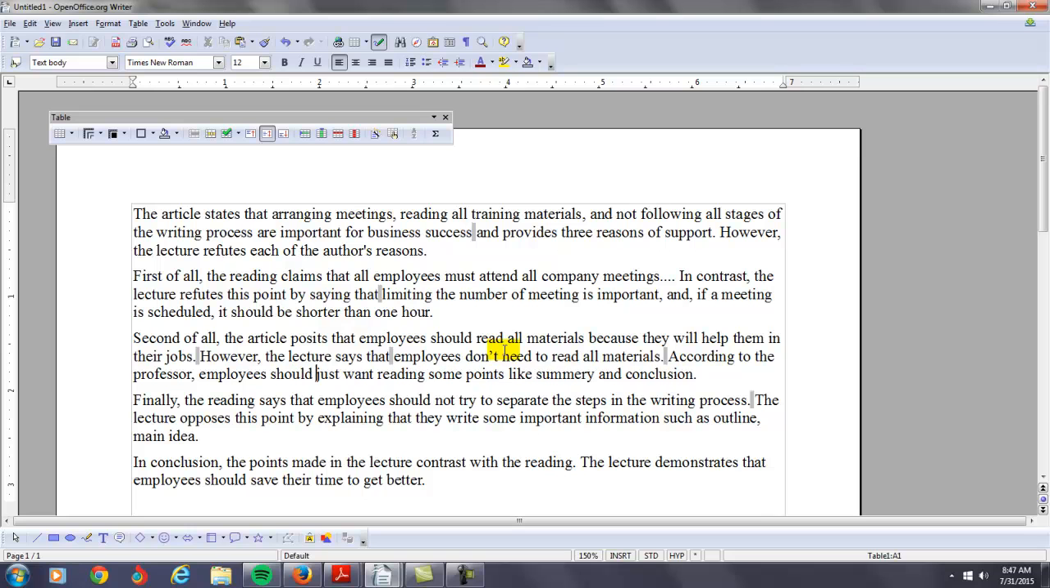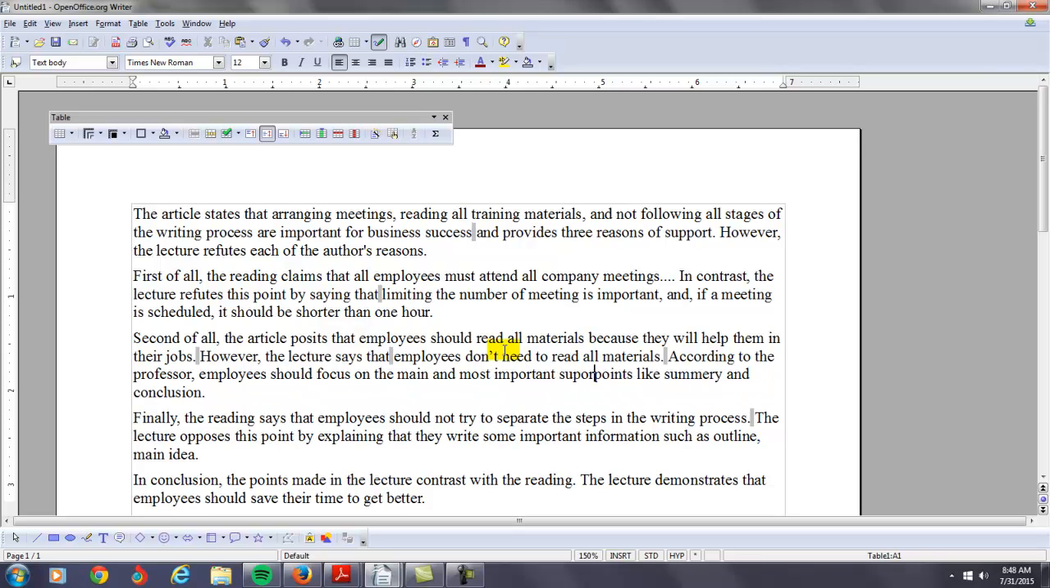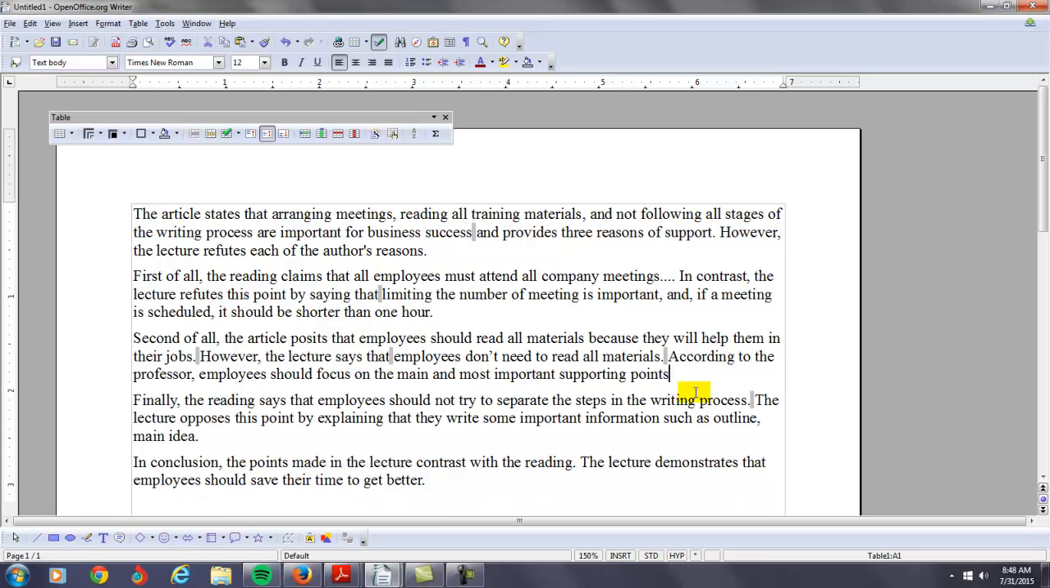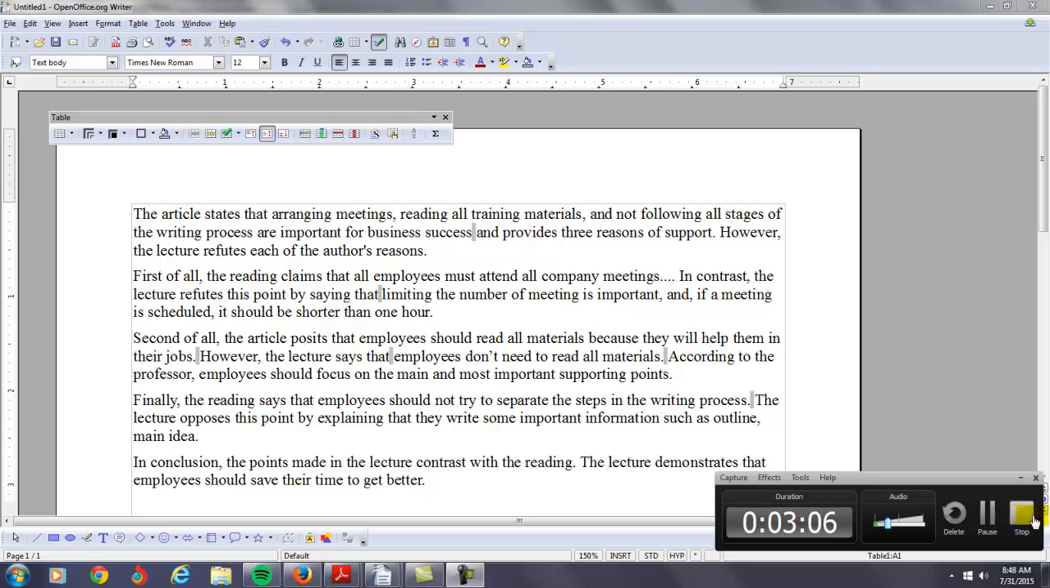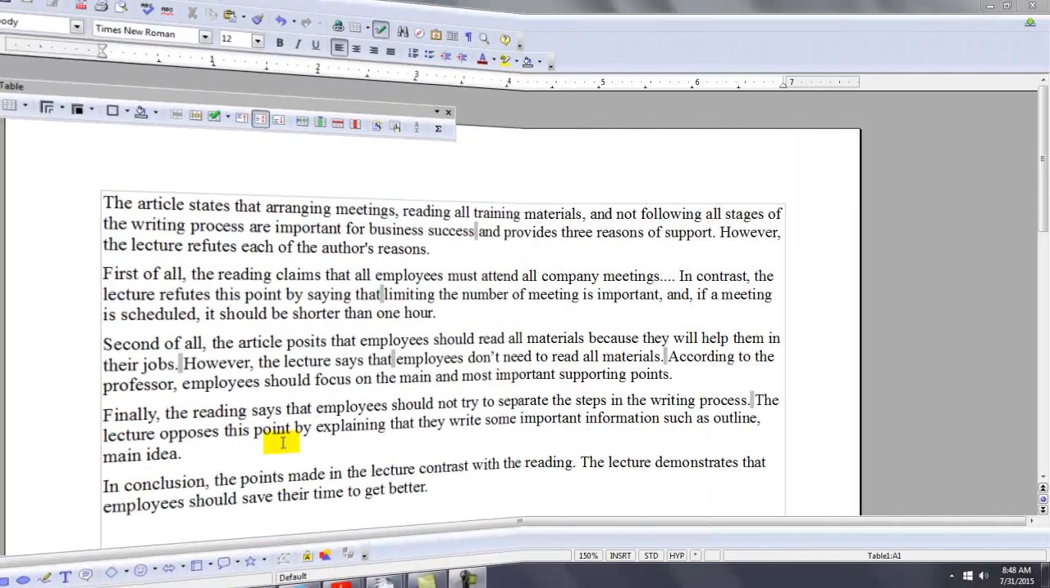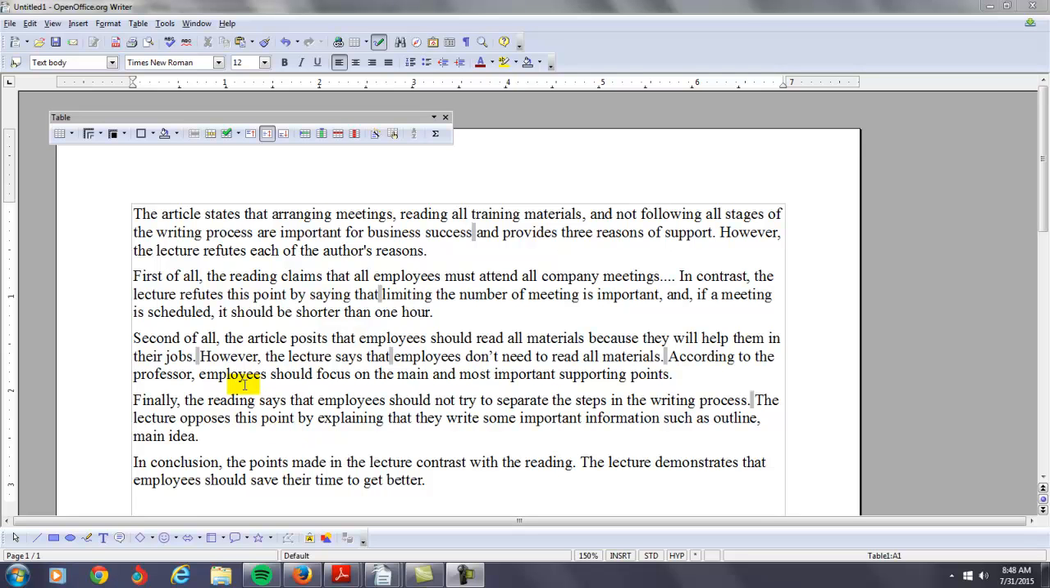No, I think you want to say here should focus main and maybe most important supporting points. Probably just say it like that. Okay.